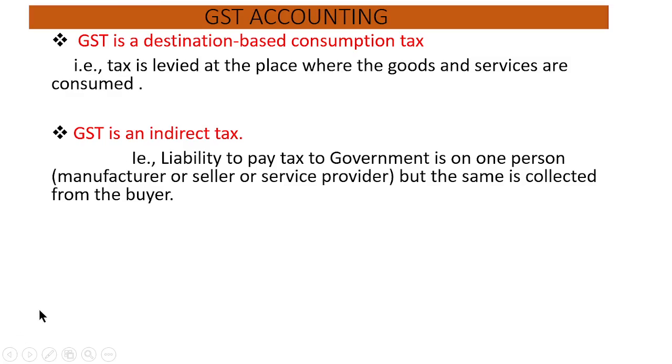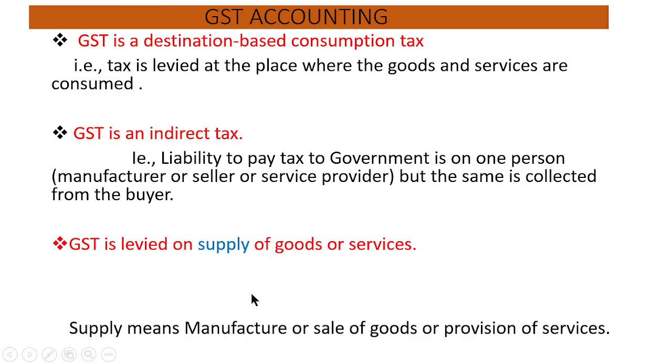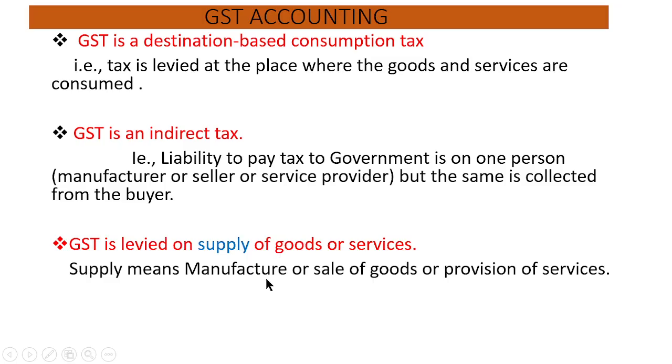And GST is levied on supply of goods or services. Here in GST, supply is the taxable event. Supply means either manufacture or sale or services, etc. Supply creates liability to pay tax. That is, if there is a supply, the liability to pay tax arises.